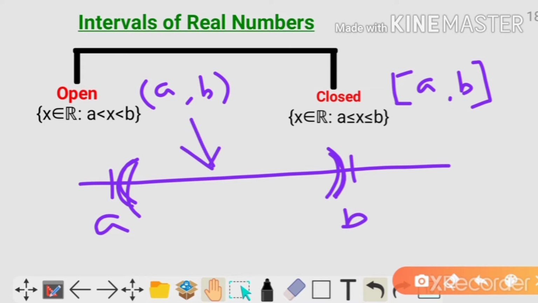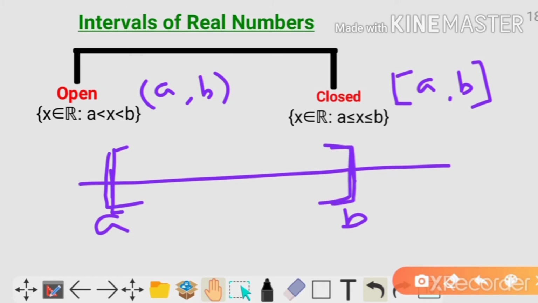But similarly, if we include the A point and B point in the interval, not only the middle points but also A and B, then it will be a closed interval.